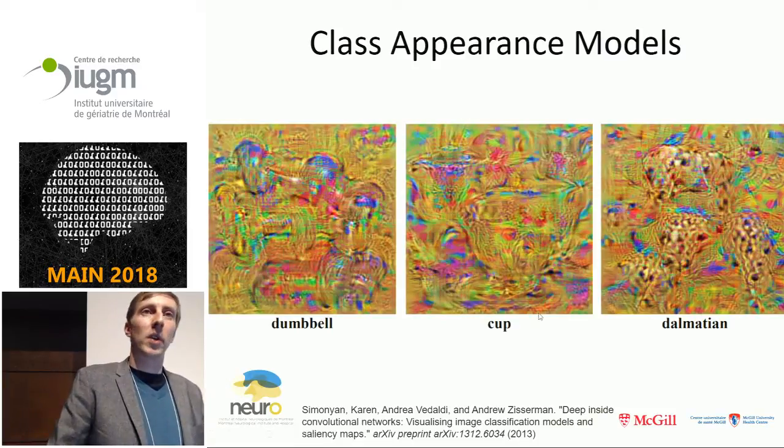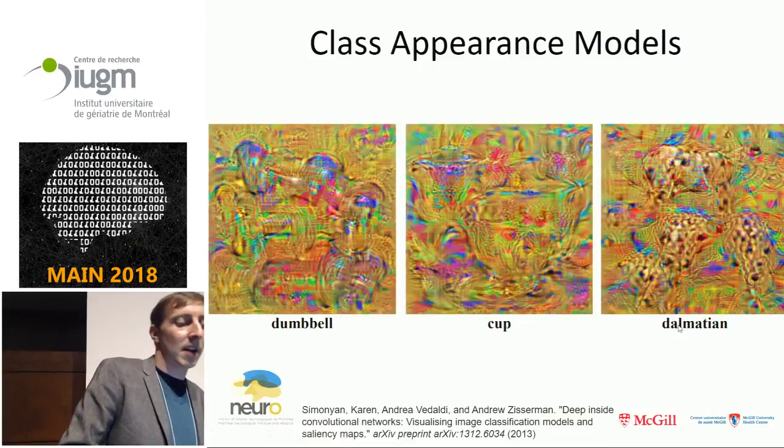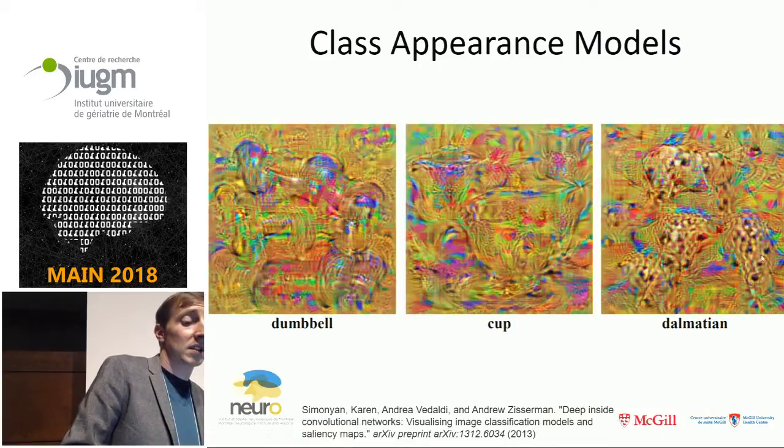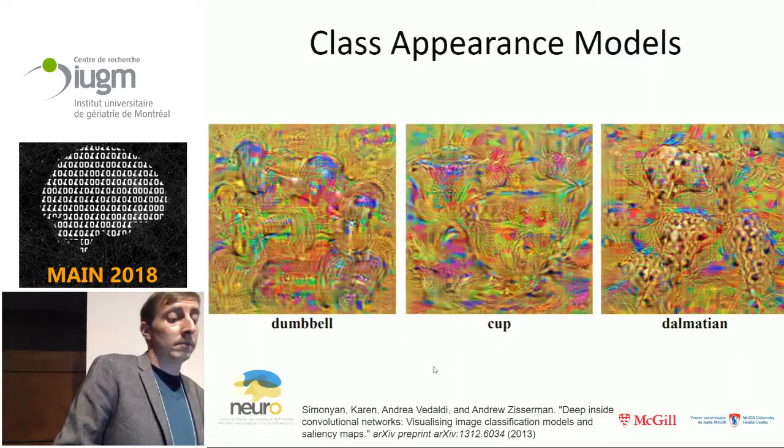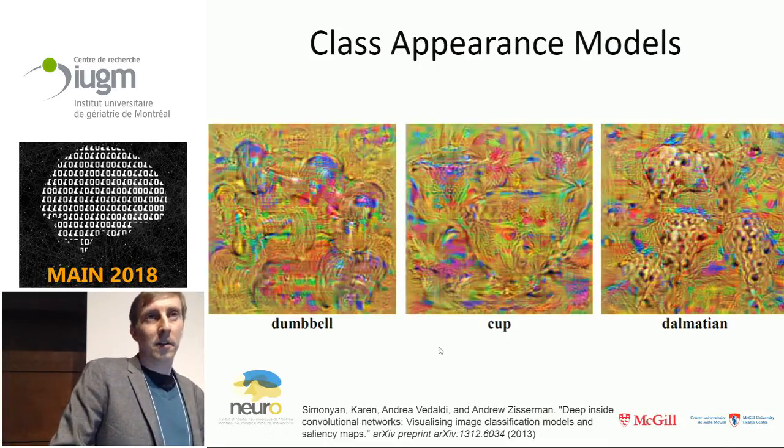So I'm not sure we're getting anywhere near understanding here. I mean, it's sort of interesting. The Dalmatian class has some spots amongst the craziness. But I do not understand more.